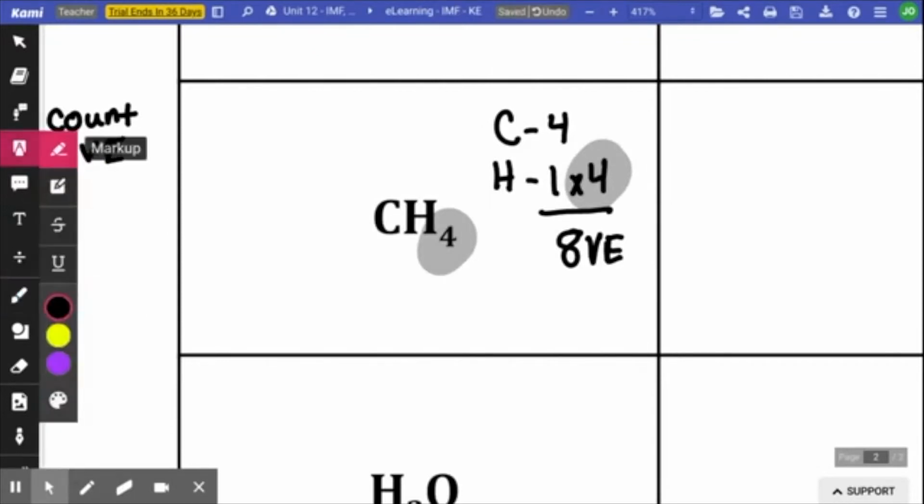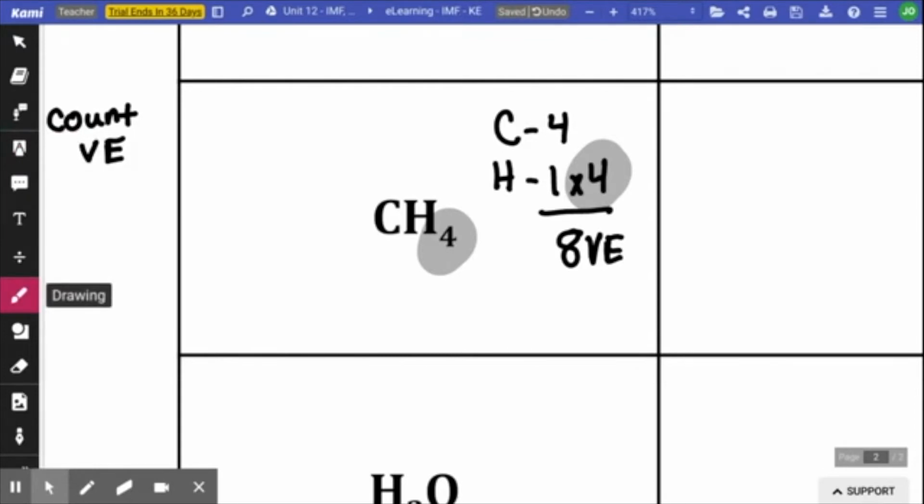Okay. Second step is to pick your central atom.